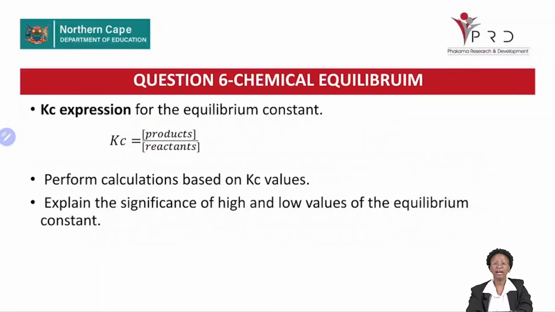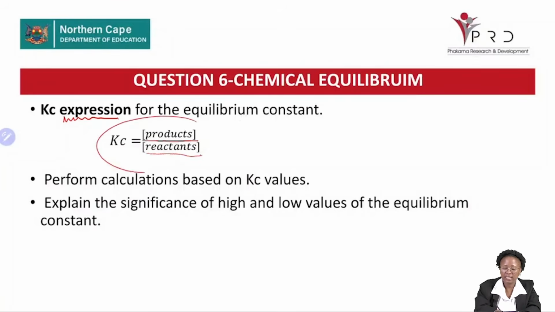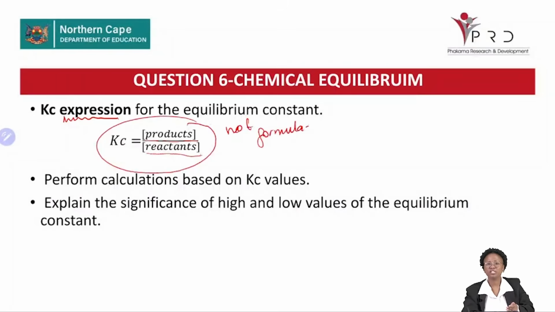Right. Now, what is it that you need to remember again about Kc, our equilibrium constant? Remember how to write the correct expression. How do you write the Kc? You are going to take the concentration of the product over the concentration of the reactant. Please, this is not a formula for you to start with. It's just an expression to assist you: when you are writing the Kc, you are going to use the concentration of the product over the concentration of the reactant.